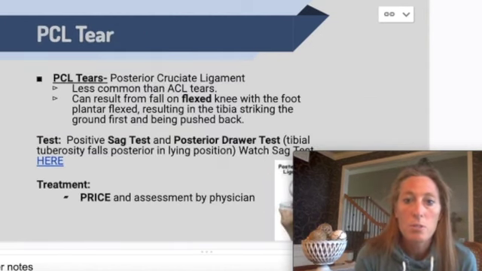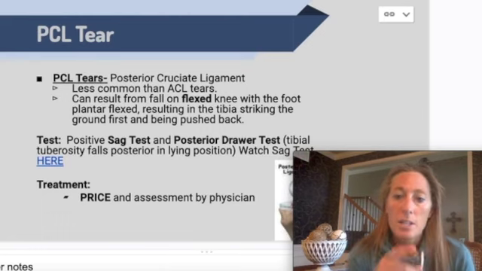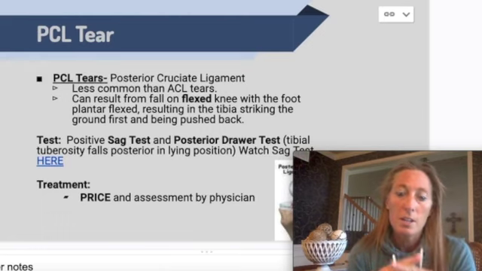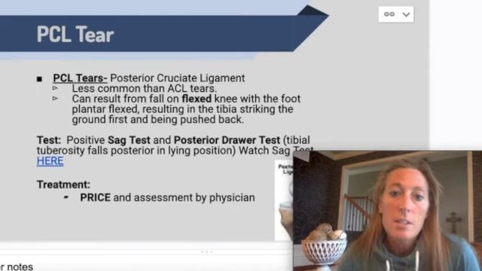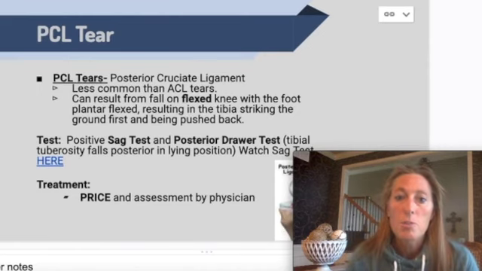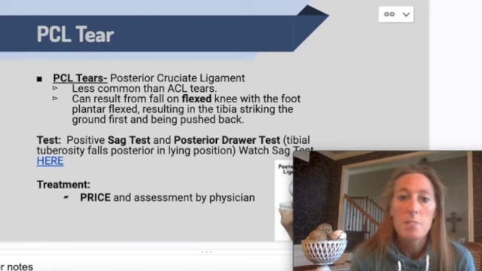PCL tear is posterior cruciate ligament. So remember the ACL and the PCL, they kind of cross in the knee. This is less common than ACL tears. It can result from a fall on a flexed knee with the foot plantar flexed, resulting in the tibia striking the ground first and then being pushed back.